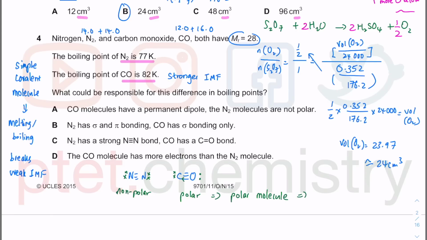If you have a polar molecule, you will have permanent dipole. Permanent dipole is going to be stronger than just van der Waals forces between the nitrogen molecules, and that is why you require a lot more energy to break the permanent dipole compared to just the van der Waals between the N2 molecules, and therefore option A is the reason why it takes slightly more energy to break the permanent dipole between the CO versus only van der Waals between the N2 molecules there.